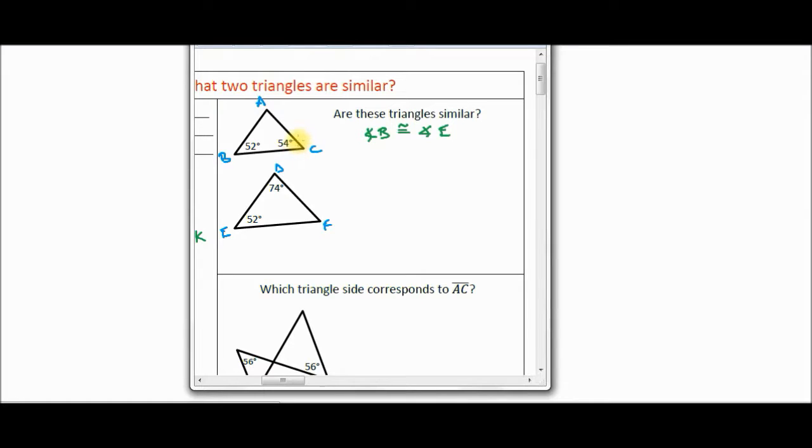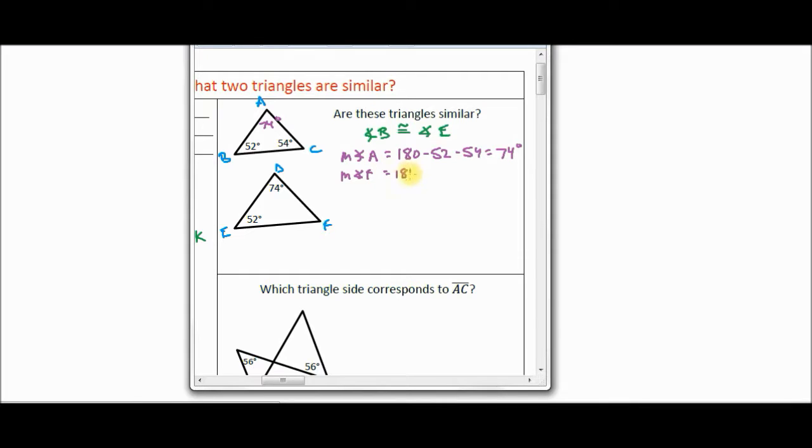So remember, to find the measure of angle A, we're going to have to use our knowledge that the angles of a triangle add up to 180 degrees. So let's go ahead and do that. So we're going to find the measure of angle A is equal to 180 minus 52 minus 54, because we're going to subtract these two angles. We're going to end up with 74 degrees. So we just found out this angle measure is 74 degrees. Let's find the measure of angle F.